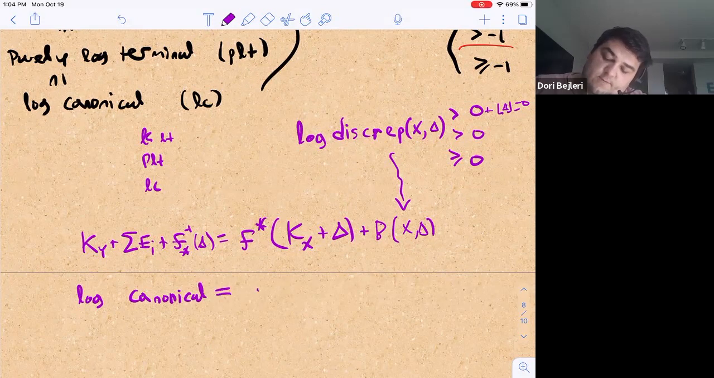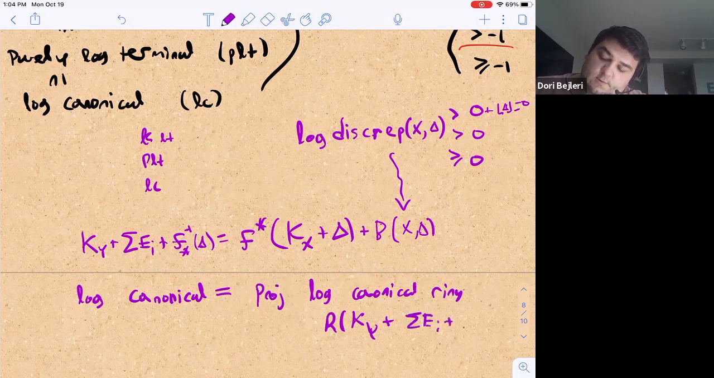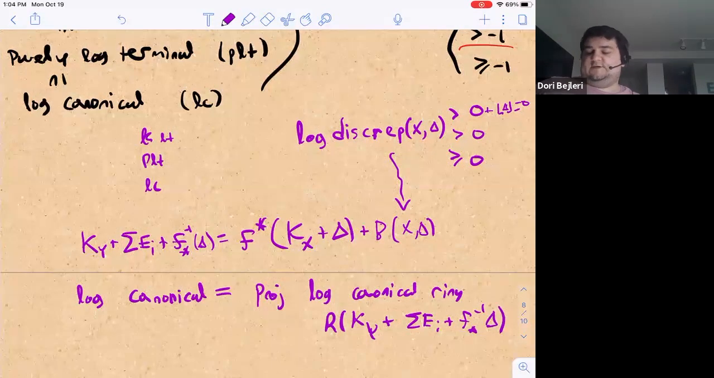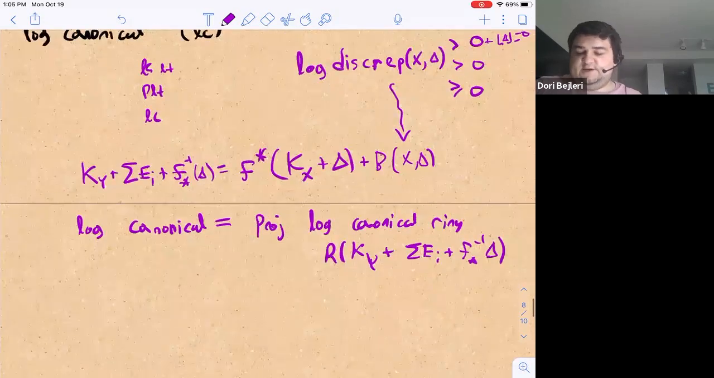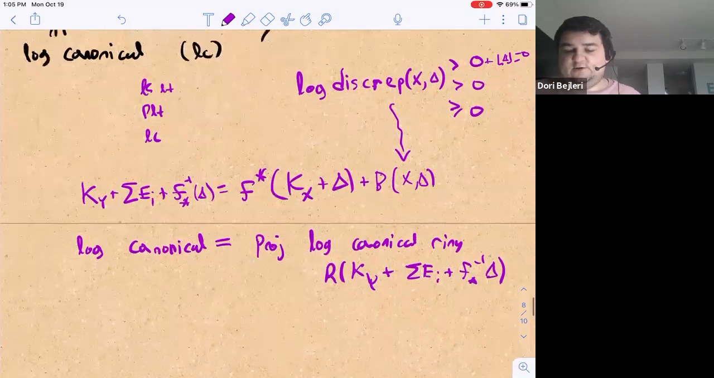equals the proj of the log canonical ring of this ring, which are K_Y plus our exceptionals plus our strict transform. Or really what I should say is that the push forward of the appropriate multiples of this divisor is the log canonical sheaf downstairs. But anyway, so in that sense, it generalizes.